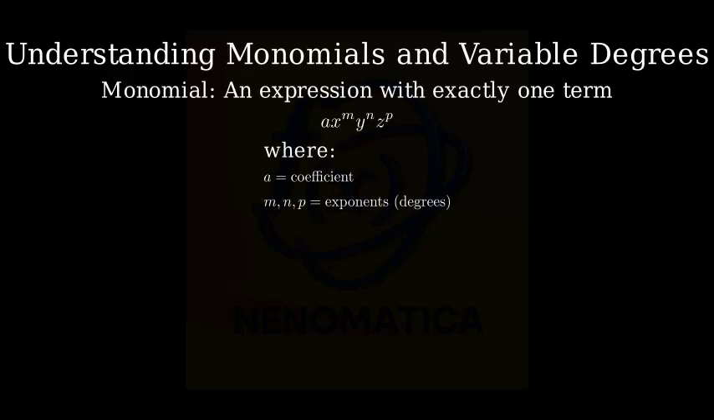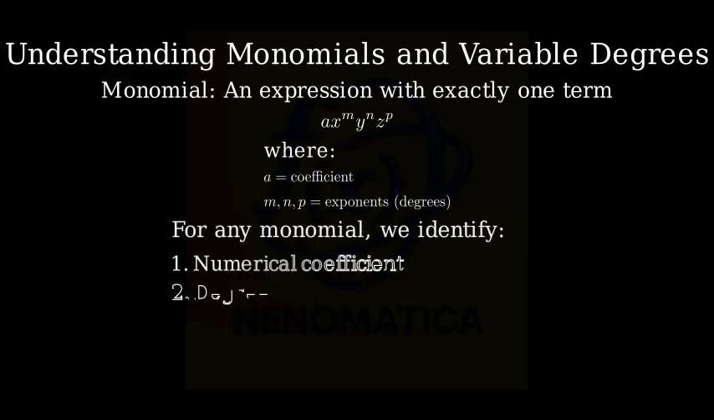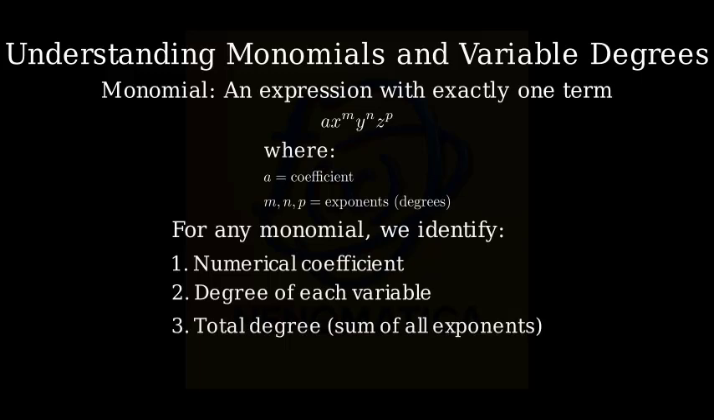For any monomial, we can identify, first, the numerical coefficient, which is the number multiplying the variables. Second, the degree of each variable, which is its exponent. And third, the total degree, which is the sum of all the variable exponents. Now, let's analyze our first example.